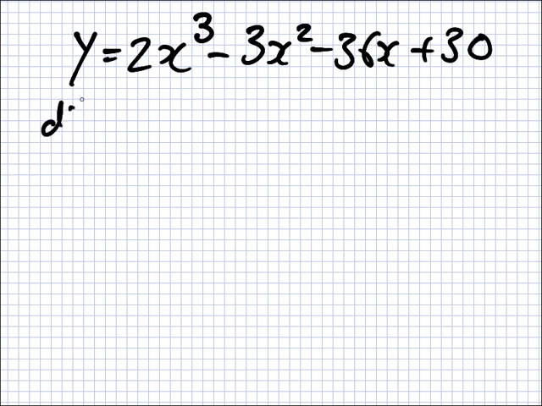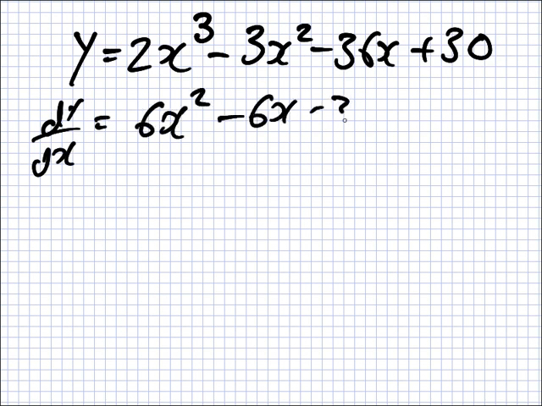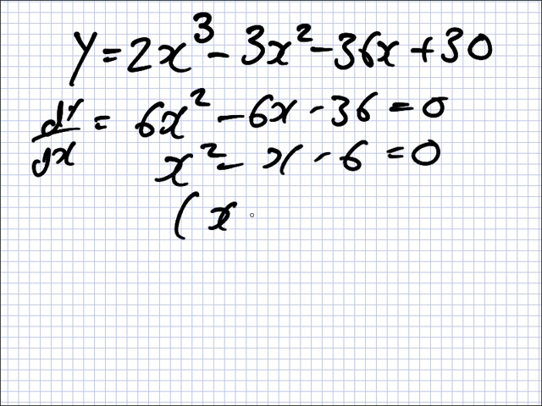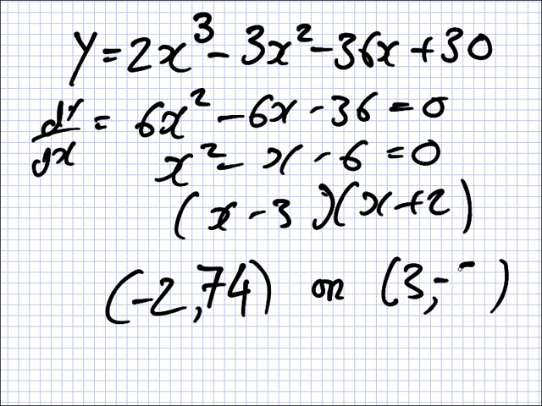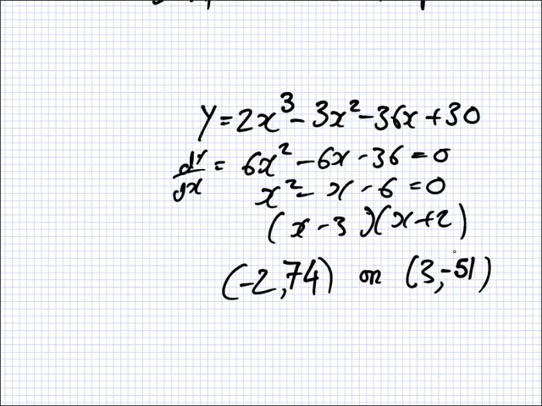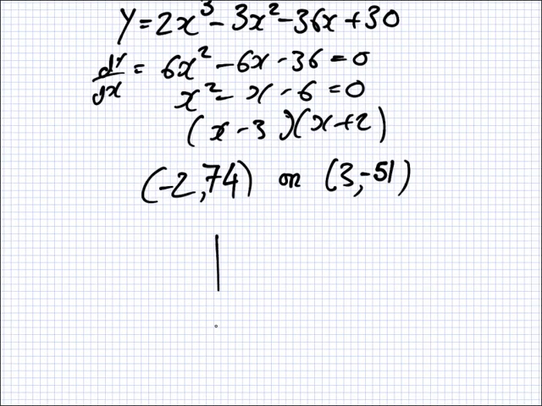Let's have a look. What did you get for dy/dx here? 6x squared minus 6x minus 36. Good. And obviously we can divide by 6. So x minus 3 times x plus 2. So that means the first one is minus 2, and then 3 is the second x value. By subbing these x's in, we can get the y's. What did you say you got for minus 2? 74. And for the 3? Minus 51.